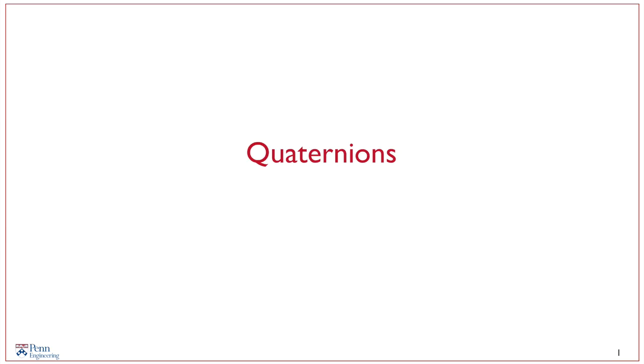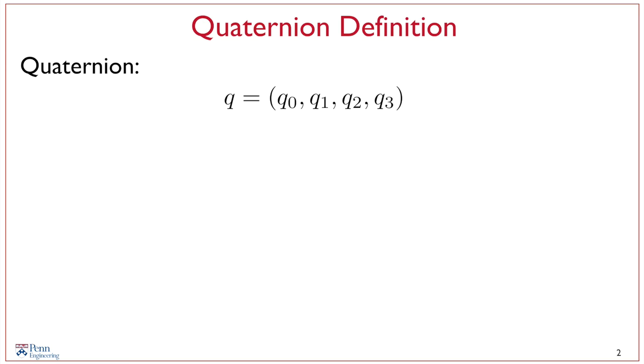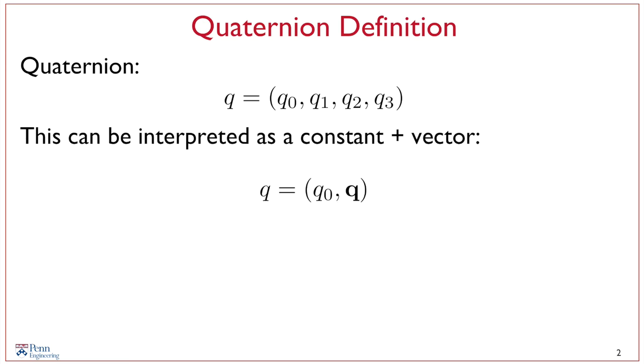In lecture, we saw that we can represent rotations as rotation matrices, Euler angles, and the axis angle representation. In this segment, we'll discuss a final method of representation for rotations, namely using quaternions. A quaternion is a four-tuple. This set of numbers is often interpreted as a constant component q0 and a three-dimensional vector component q.